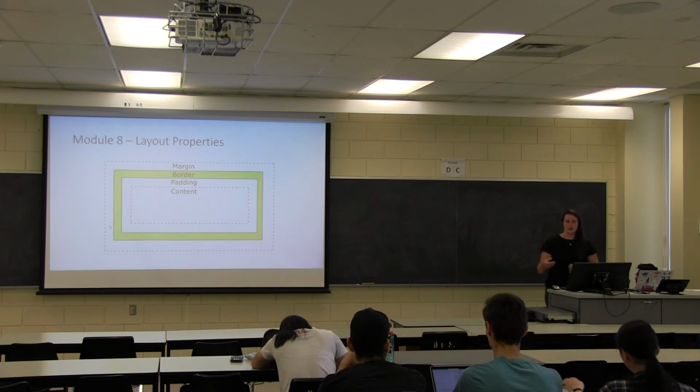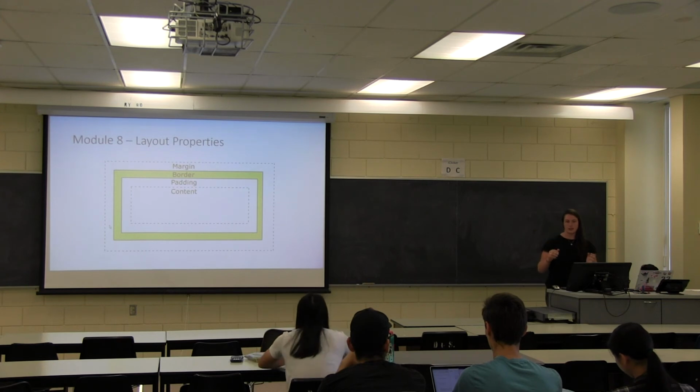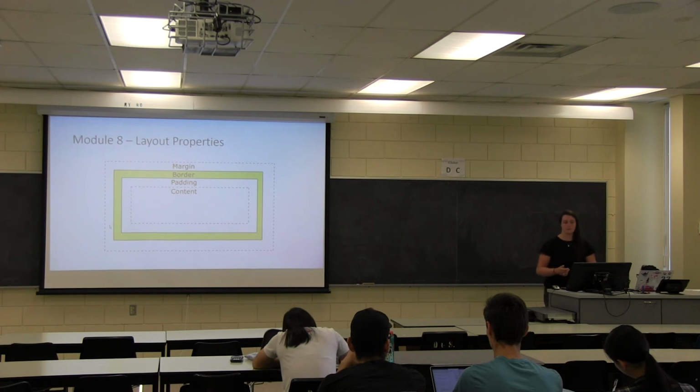Then you can have your border, and then the space between the outside of your web page and the border is considered a margin. And all of these properties, margin, border, and padding, you can adjust the width of them to improve the appearance of your web page.